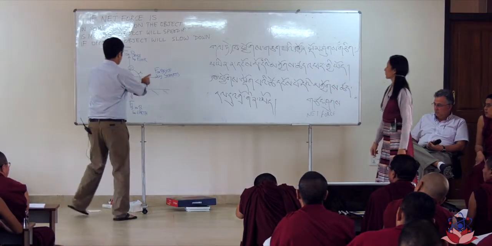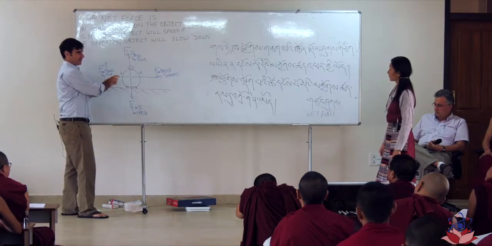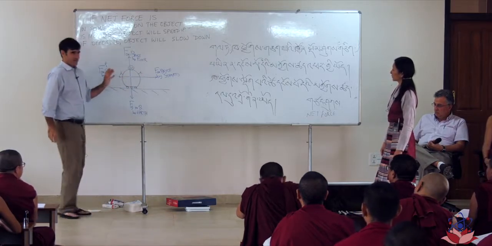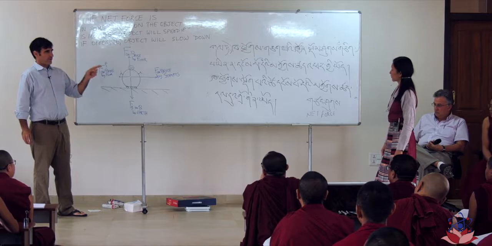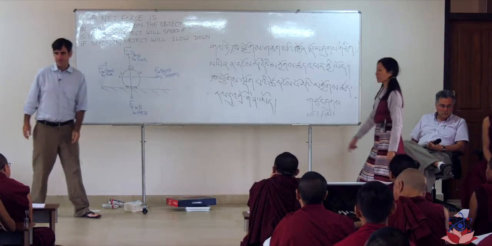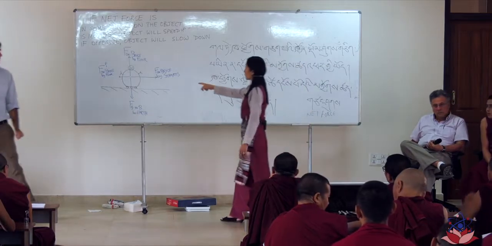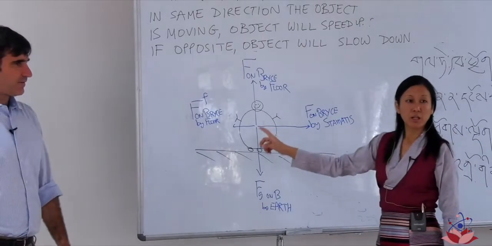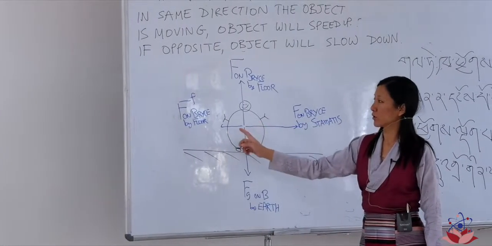So this drawing here implies that Bryce in his chair will be moving faster and faster and faster in this direction.